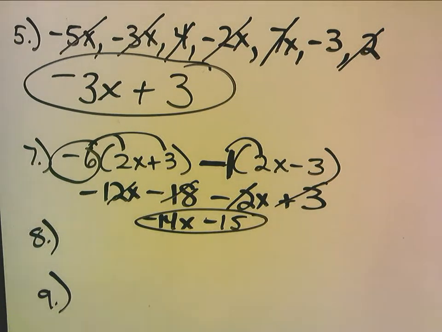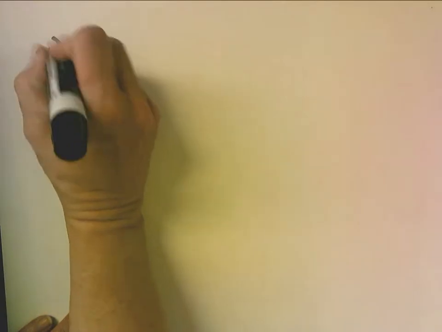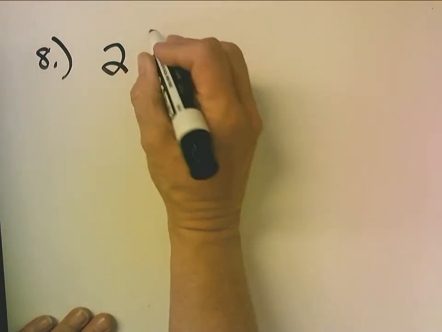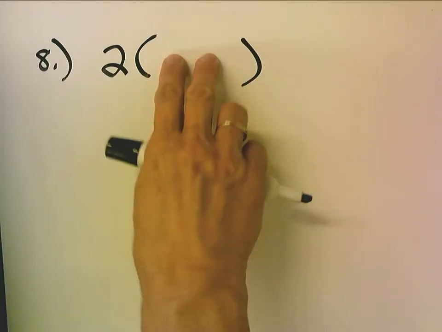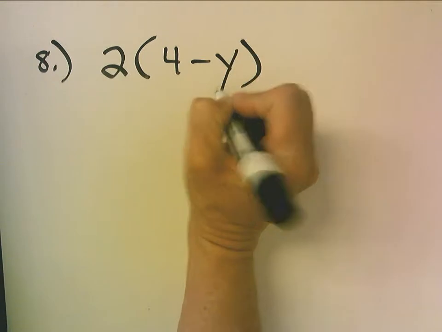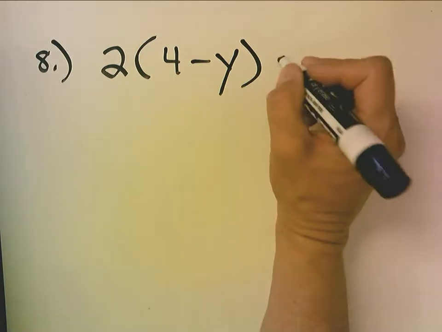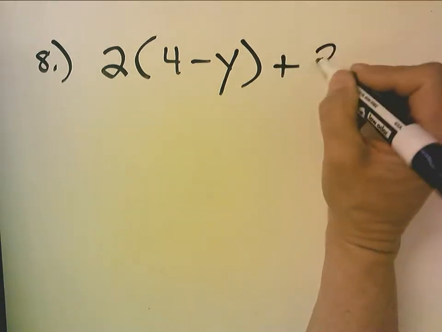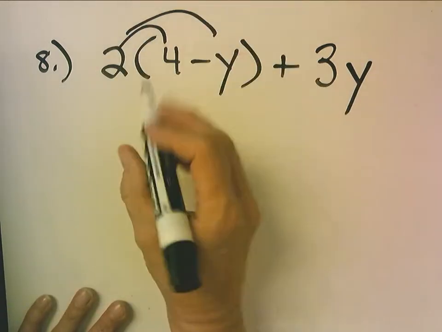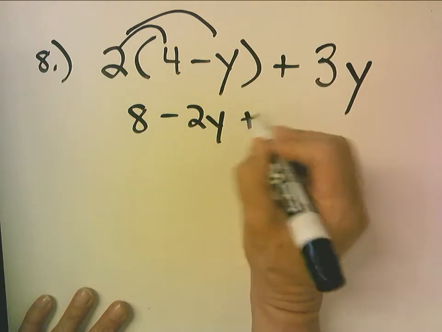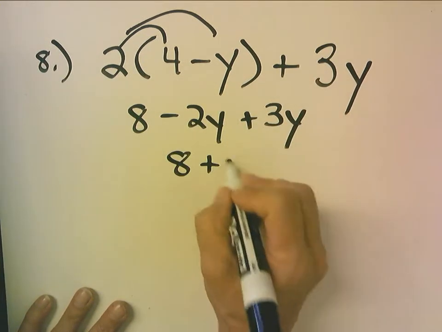Okay? Now we turn the page, and we're going to try to do number 8. And number 8 says twice the difference of 4 and y. Now remember, when you see those words like difference, sometimes that means you're going to need parentheses. Twice is 2 times. So now I'm going to put the difference of 4 and y in parentheses, because I have to multiply the difference, not just the 4, not just the y. And then I have to increase it by the product of 3 and y. Product means multiply. So 2 times 4 is 8, minus 2y plus 3y, and this becomes 8 plus y.